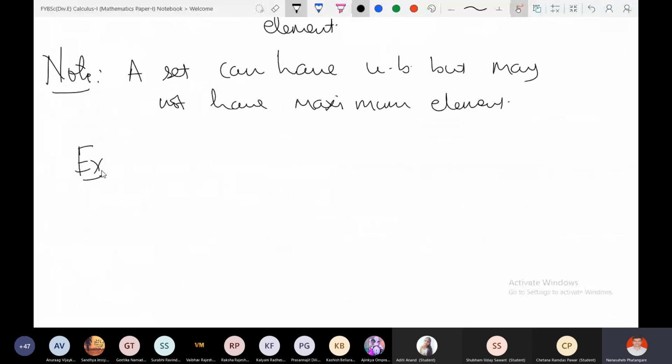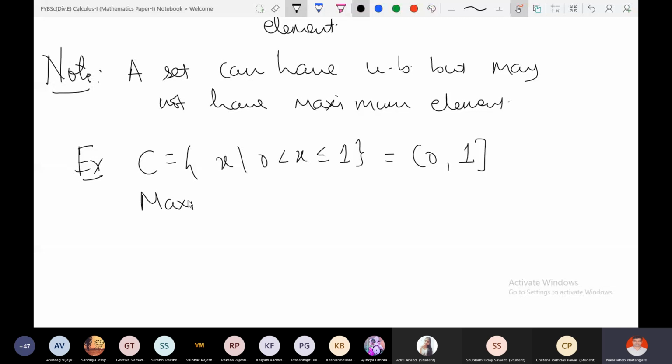Now, if you look at another example, C is equal to the set of X such that 0 less than X less than or equal to 1. So what is this set? All numbers between 0 and 1 are also included. Then what is the maximum element? Alpha is equal to 1. This set clearly has a maximum element because 1 is a member of the set and all other members are less than or equal to 1. So you can verify this.